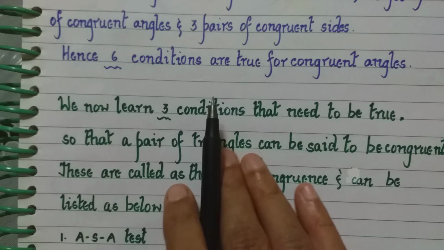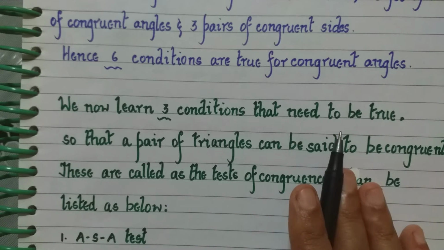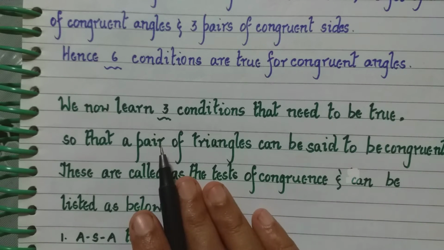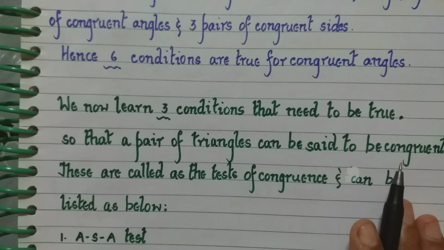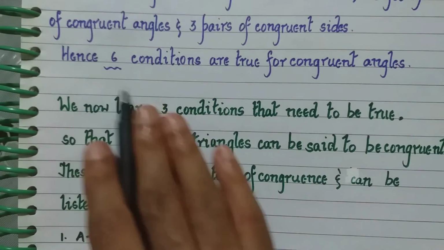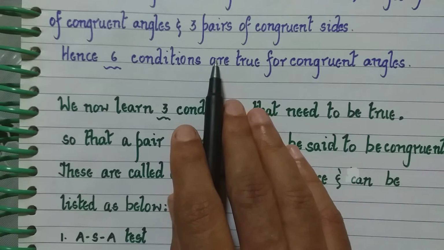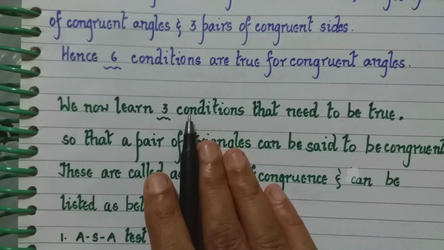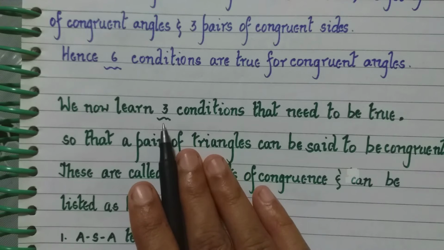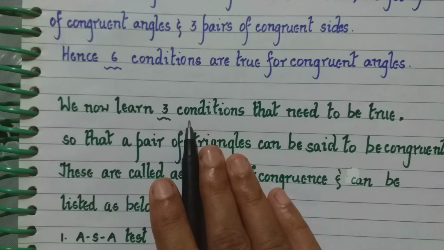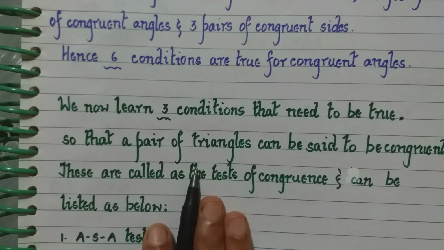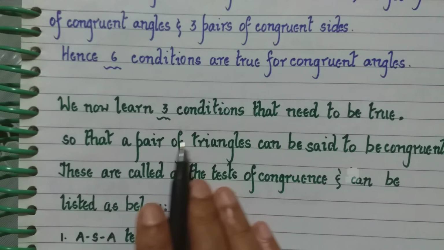Now we learn 3 conditions that need to be true so that a pair of triangles can be said to be congruent. We know that 6 conditions are true for congruent triangles, but in some cases, if 3 conditions, that is, a minimum of 3 conditions, are satisfied, we can say that the two triangles are congruent. So let us see which are those conditions.